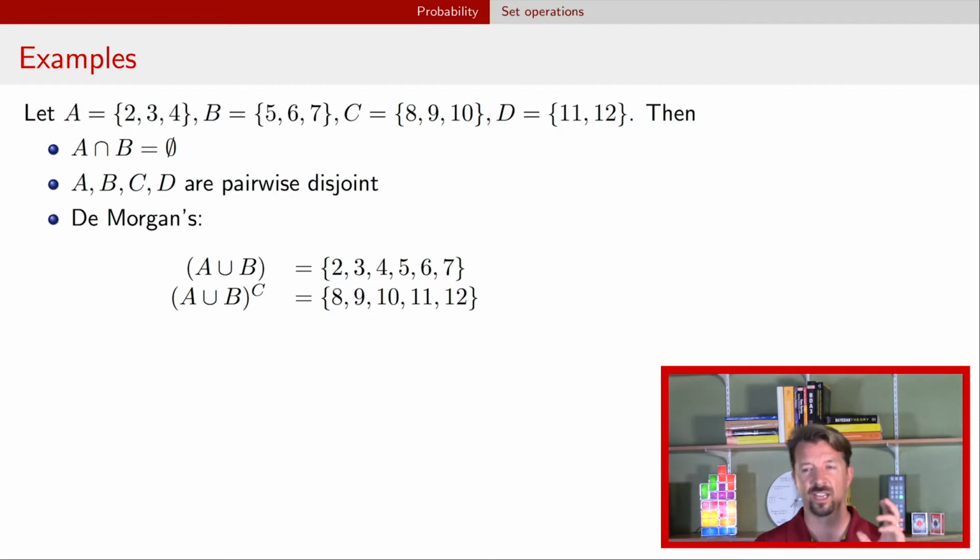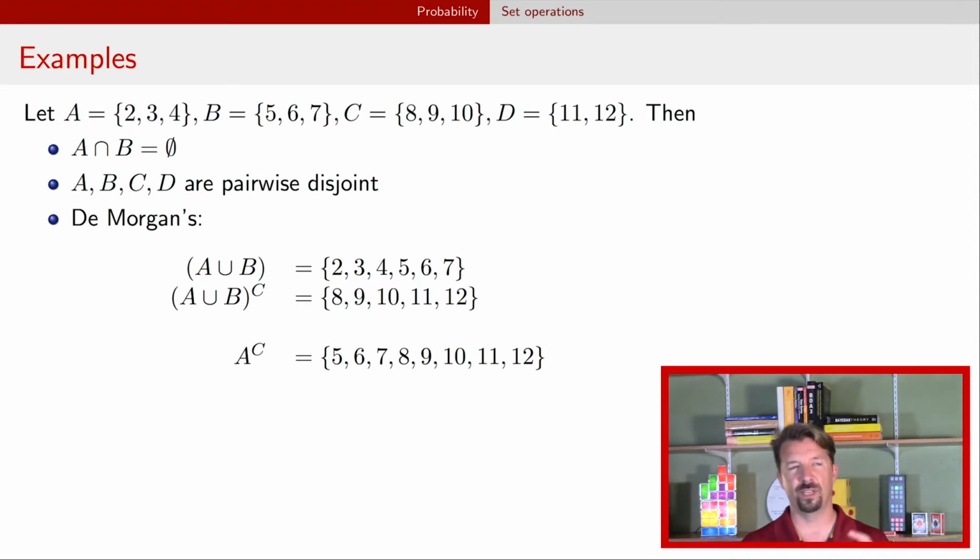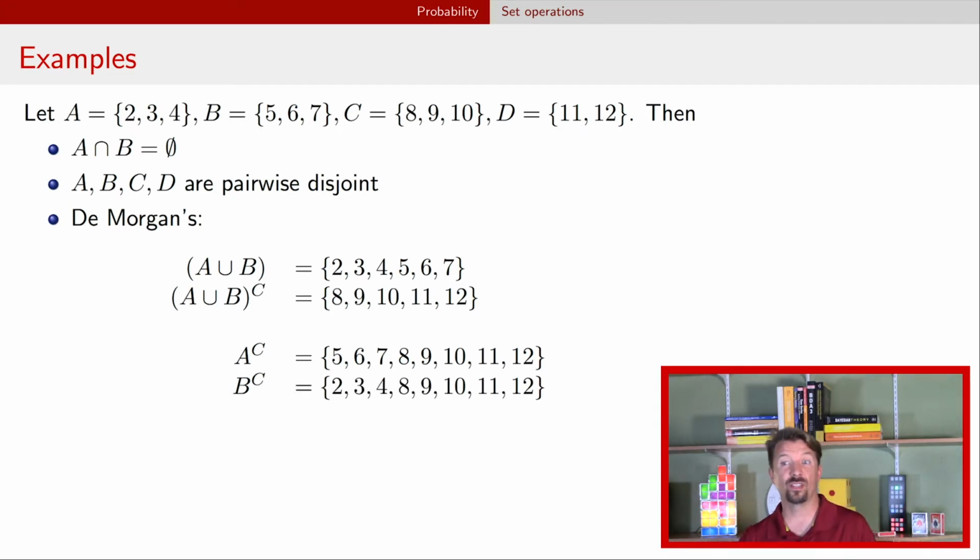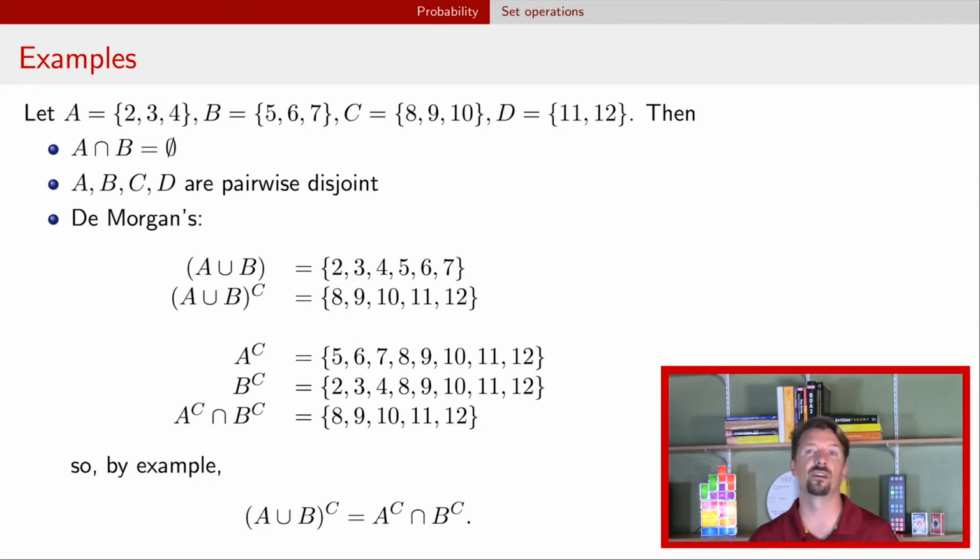So the right-hand side says, okay, let's take A complement. Well, the complement of 2, 3, 4 within this sample space 2 through 12 is just 5 through 12. There's the complement. Now we do B complement. So B is 5, 6, 7. The complement there is going to be 2, 3, 4, then 8, 9, 10, 11, 12. Now the last step of De Morgan's laws, because we are using union on the top part here, we're going to use intersection on the bottom. So we're going to take A complement, B complement, and take their intersection. Well, their intersection is just the elements that are in both, and that turns out to be 8, 9, 10, 11, 12. And therefore, at least by an example, we've seen that De Morgan's law holds.